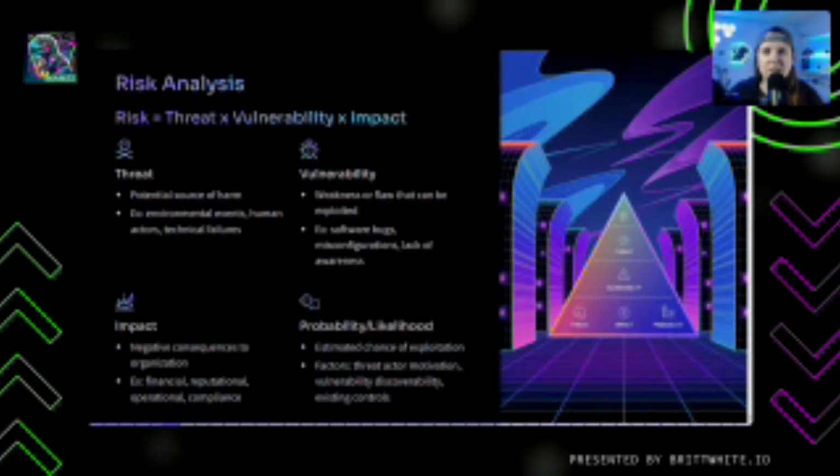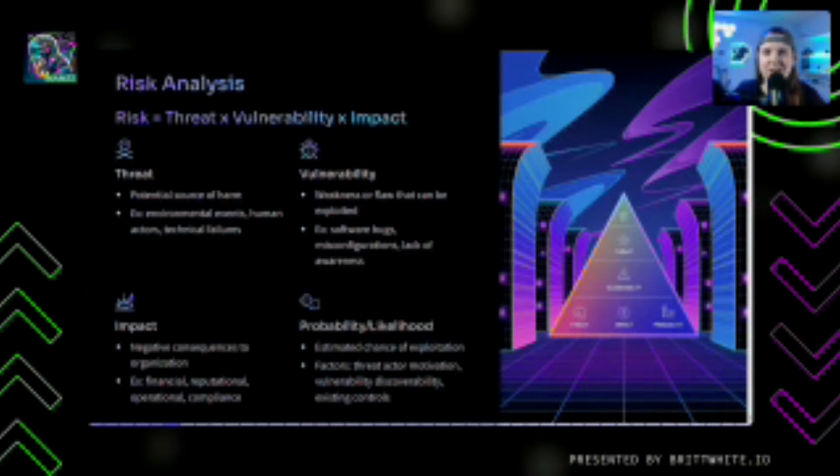A vulnerability is a weakness or a flaw in a system, process, or control that a threat can exploit. Think of a software bug, a misconfiguration, or a lack of employee security awareness. A prevalent vulnerability right now is unpatched software. Attackers are actively targeting known vulnerabilities in outdated software systems that organizations haven't patched in a timely manner.